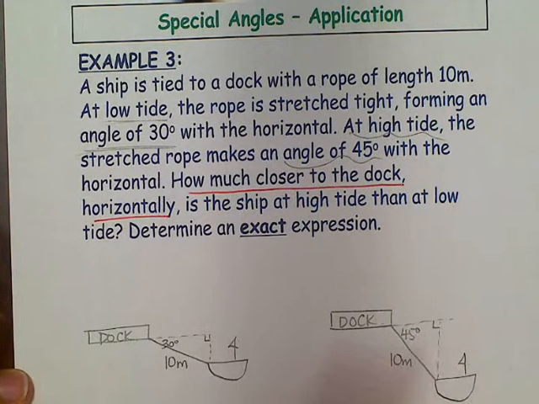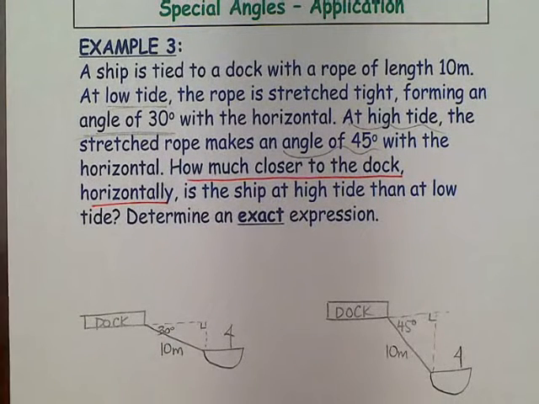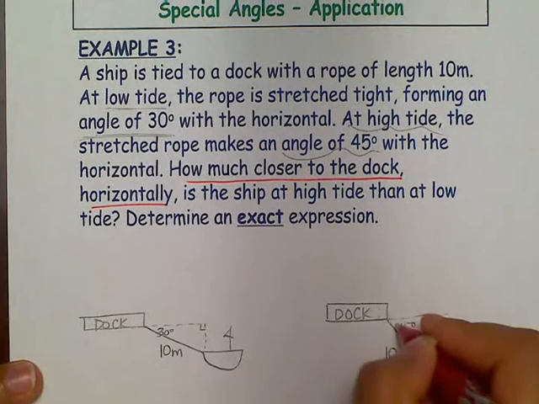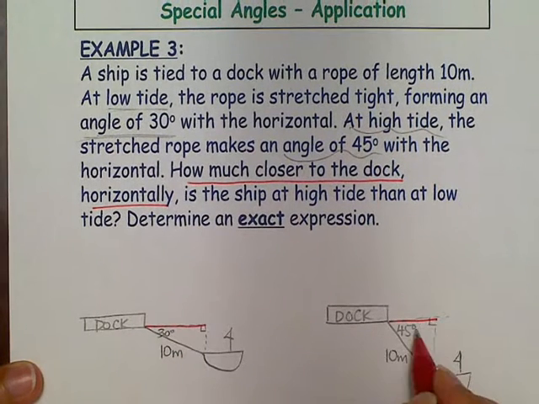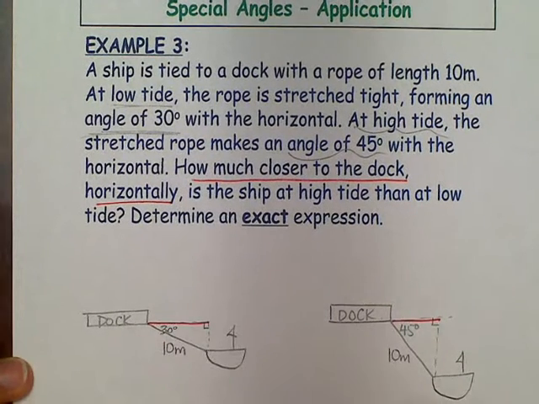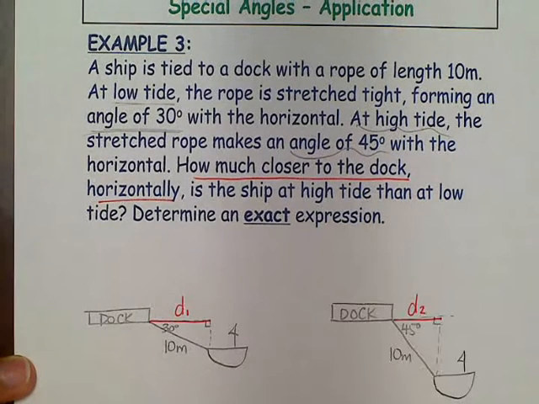What you'll notice here is that at high tide it is closer, versus at low tide where you see that the distance is a little bit longer. And I know sometimes pictures can be deceiving. In this case I tried to draw it as accurately as I could, but please be careful. Sometimes if your diagram is not accurate, you might confuse yourself. So I'm looking for a horizontal distance here and the horizontal distance here, and trying to figure out how much closer this distance is compared to the first one. So maybe I'll call this D1 and this D2.